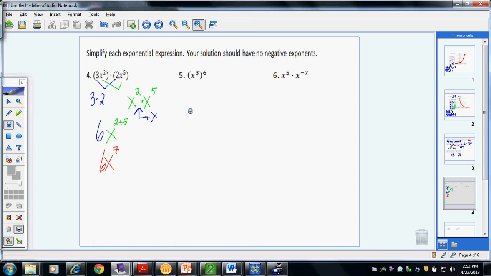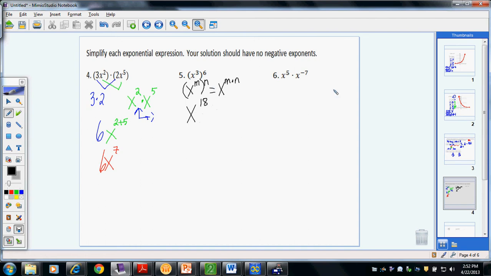Okay? Alright, so the next rule says that we have x to the m, this is a power to power, raised to the n. The rule tells me that if I have the base to a power raised to another power, I will multiply my powers. So in this case, x to the third raised to the 6 is x to the 18th.